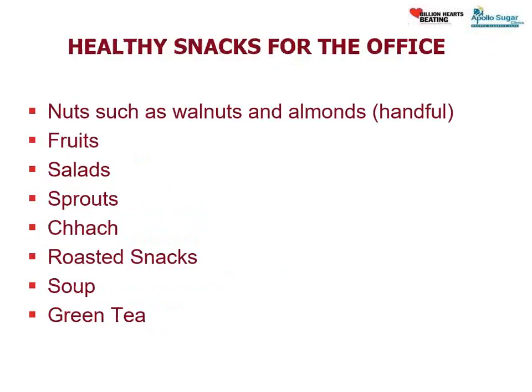Healthy snacks for the office could be nuts such as walnuts and almonds, a handful, fruits, salads, sprouts, chaat, roasted snacks, soup, green tea. By fruit, you can have apple, papaya, guava, pear, oranges, mosambi, jamun, nectarines, watermelon, any fruit, 200 grams at one given point of time. But if we talk about mangoes, bananas, lychees, chikus, grapes, you need to restrict the portion sizes. Not 200 grams, that is not suitable for you at that time.